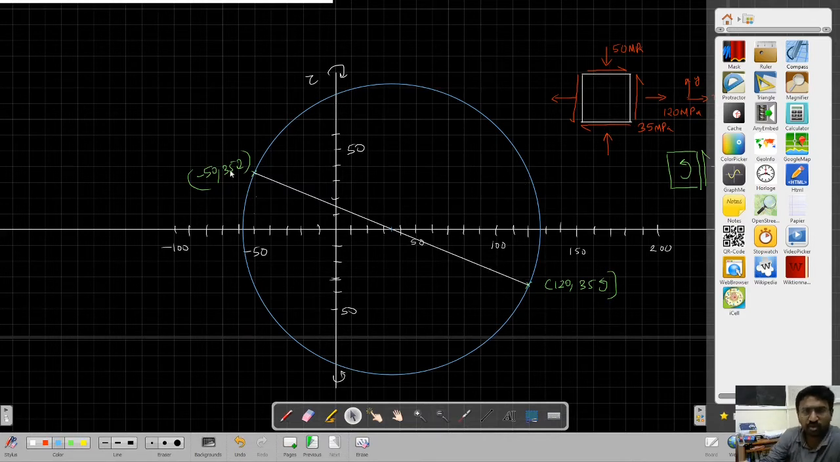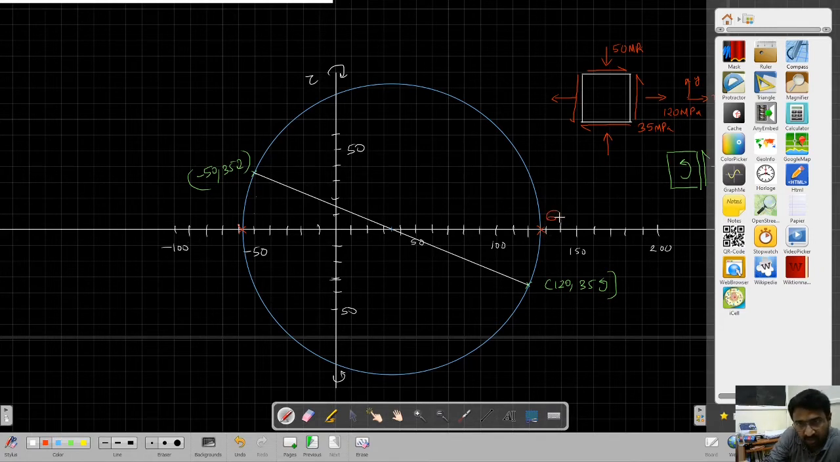Okay. Now, if you observe, there are 2 points in this circle that represent the state of stress at different orientations. The orientation which we have drawn corresponds to this diagonal. What we have to find is the principal stresses. Okay. So how do you find principal stresses? In this circle, there are only 2 points in which the shear stress is 0, this and this. So these 2 points on the circle have only normal stress. There is no shear stress.